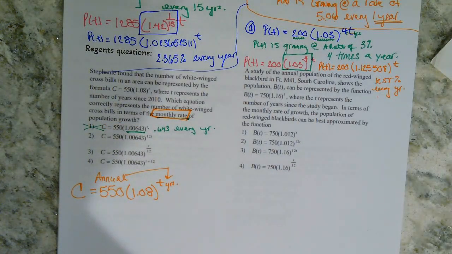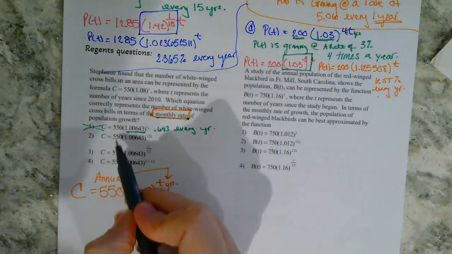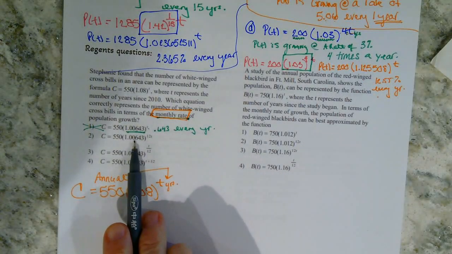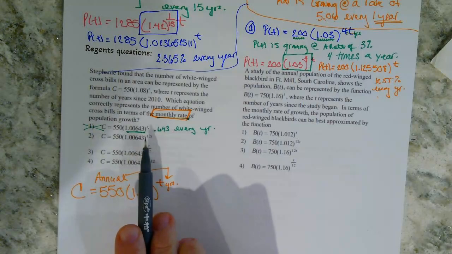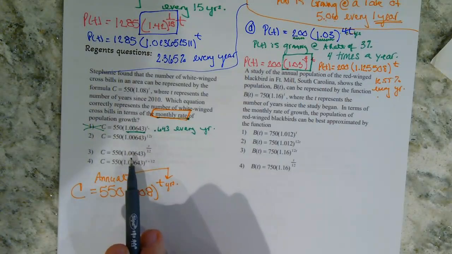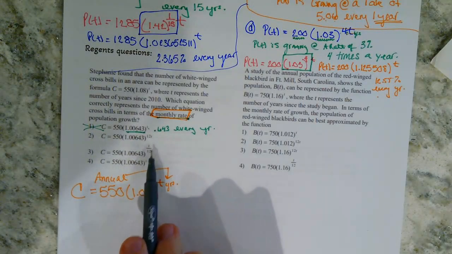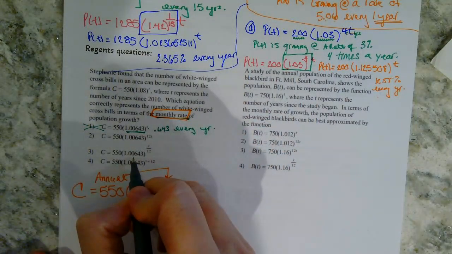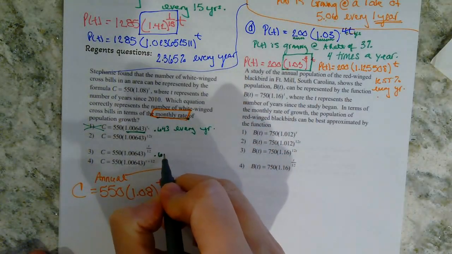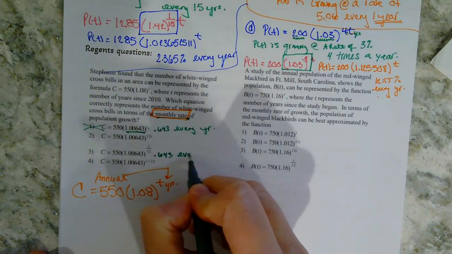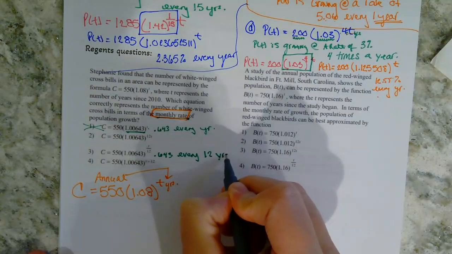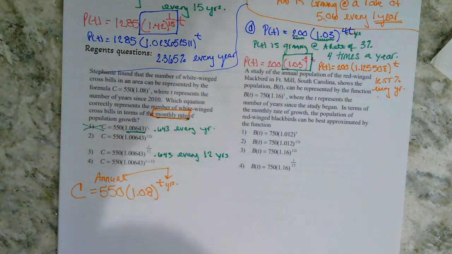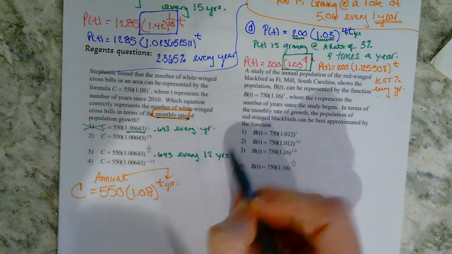Now, what is the difference between these two? This one says it's increasing by 0.643 12 times t, and this is 0.643 t over 12. Okay, so I'm going to start with C here. This one says it's increasing by 0.643 every 12 years. Every 12 years. Right, that's what t over 12 means.